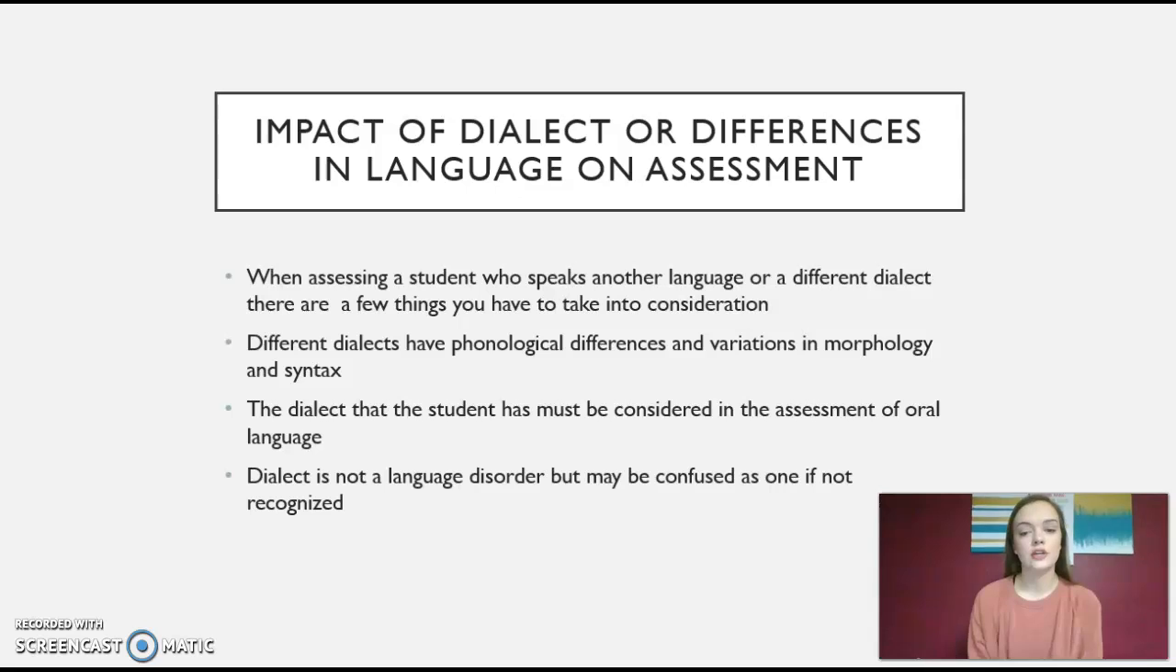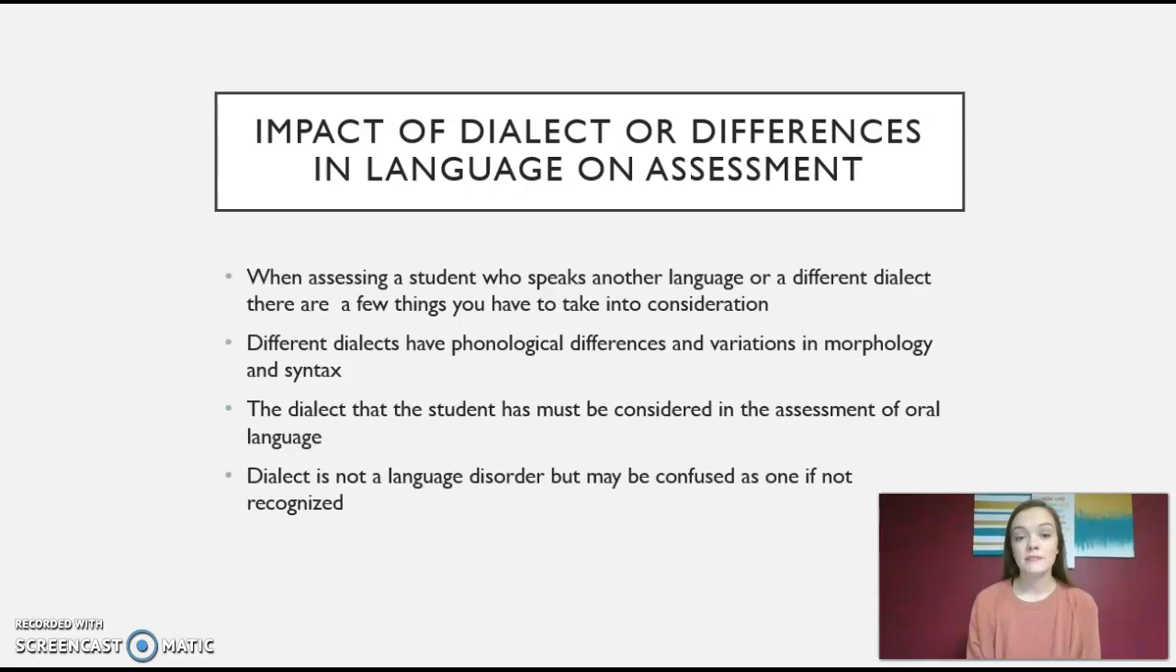When assessing a student who speaks another language or a different dialect, there are a few things that you take into consideration. Also, if it's just a small difference in the language. Different dialects have phonological differences and variations in morphology and syntax. So this comes into play when assessing them to see if there actually is a language disorder or if it's just that their dialect is affecting the way that they are answering.